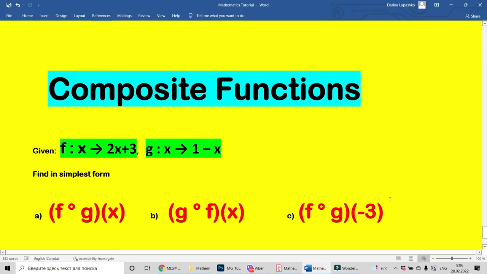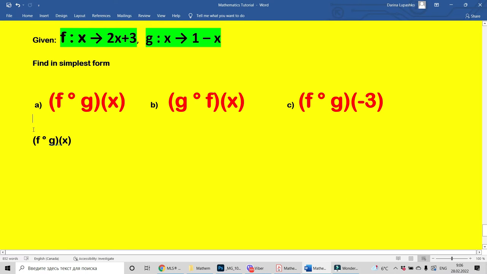Okay, let's do it. What does function f following g of x mean? It means that we have firstly to take function g, and then for the result we have to use function f. It means instead of x here, we have to put 1 minus x. So we used the function g first, and now we have to use function f.